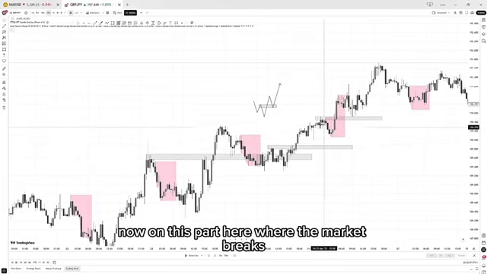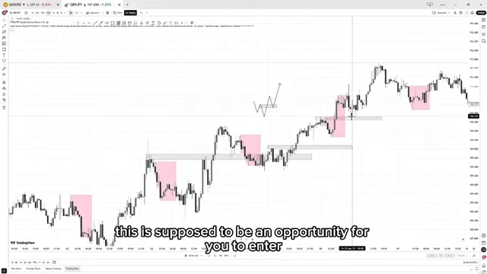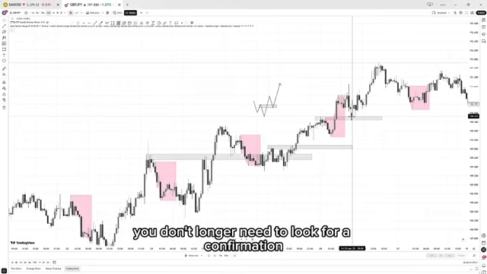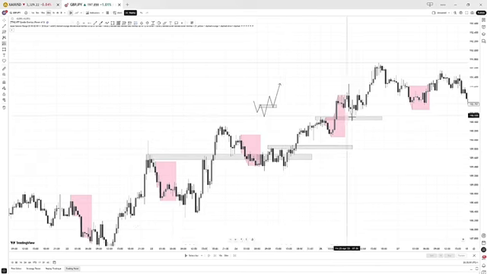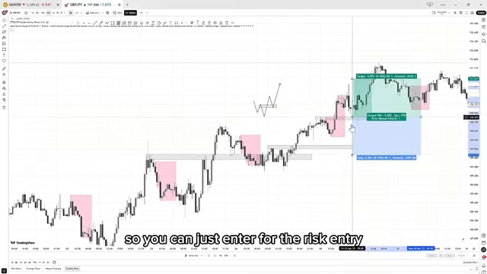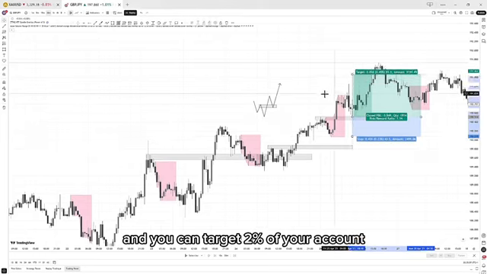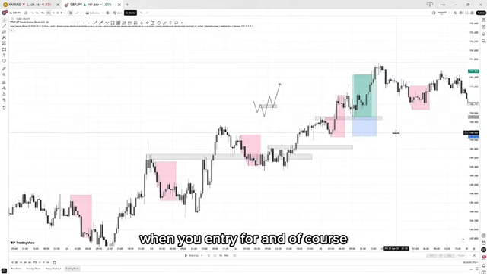Now on this part here, where the market breaks and you can see that the market retested, this is supposed to be an opportunity for you to enter. You don't need to look for a confirmation because you've already had a confirmation here that the market is trending upwards. So you can just enter for the risk entry. Your stop loss is below and you can target 2% of your account. So this is how your trade is going to look when you enter.